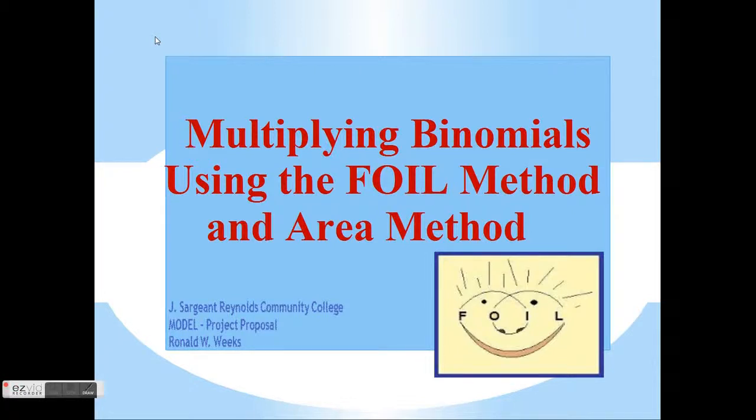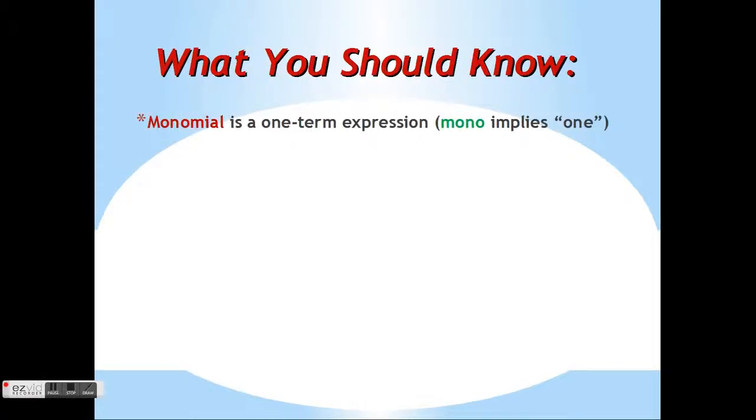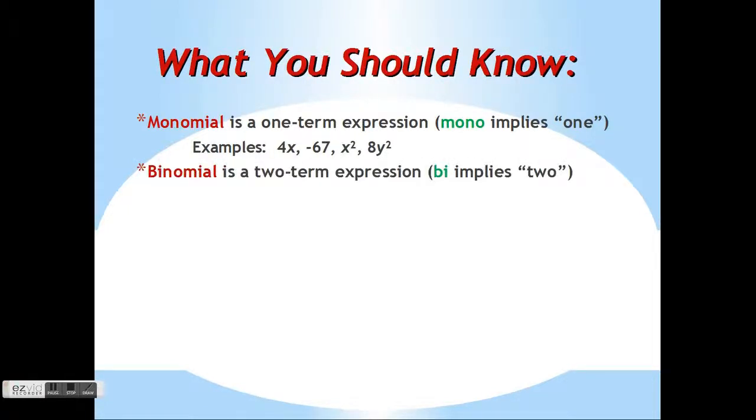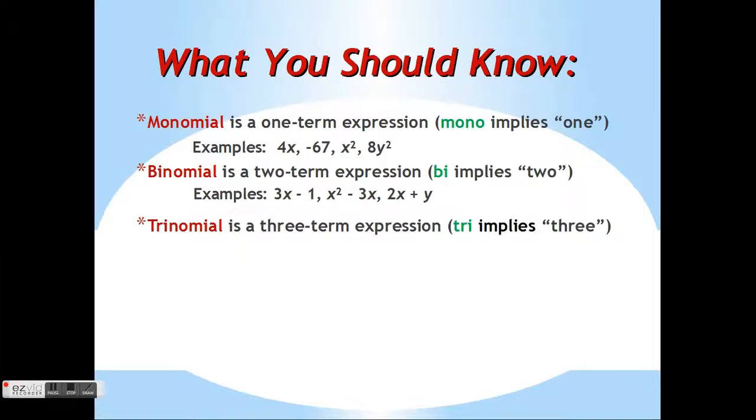This lesson will illustrate the procedure for multiplying a binomial times a binomial using both FOIL and area methods. You should already know that a monomial is a one-term expression. Mono implies one. Examples are 4x, minus 2067, x squared, 8y squared. A binomial is a two-term expression. Bi implies two. For example, 3x minus 1, x squared minus 3x, 2x plus y.